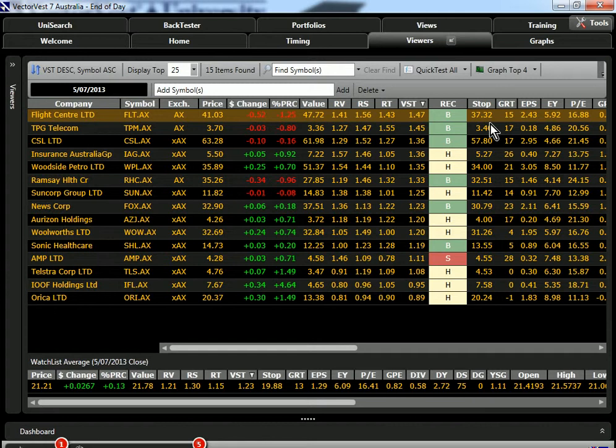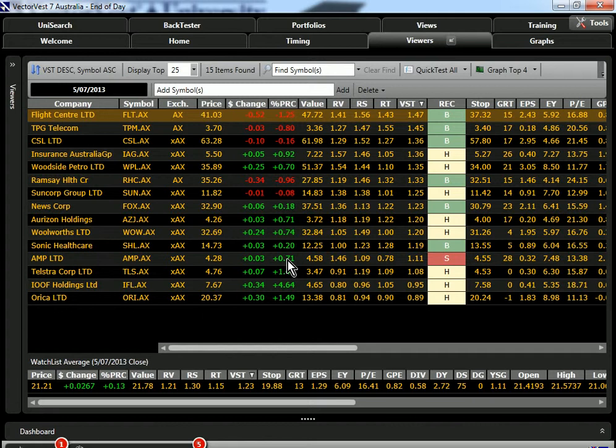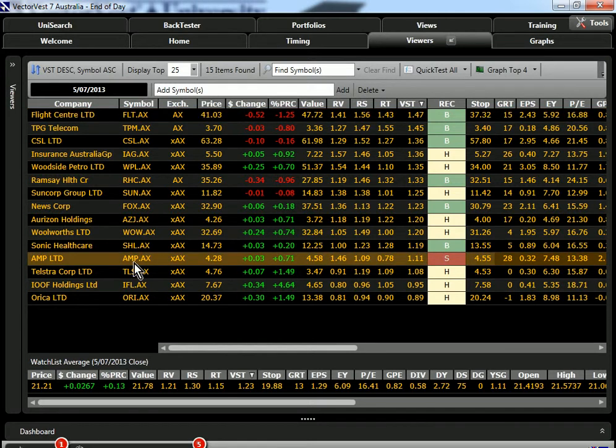And that brings me to the recommendation. And I'm going to start with our sell rating. We could see that AMP has a sell recommendation because one thing has occurred. The price of the stock is below our stop price. So if ever the price of a stock falls below or is below our stop price, we will give that stock a sell rating.